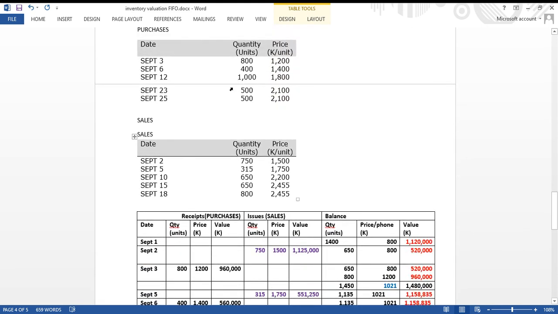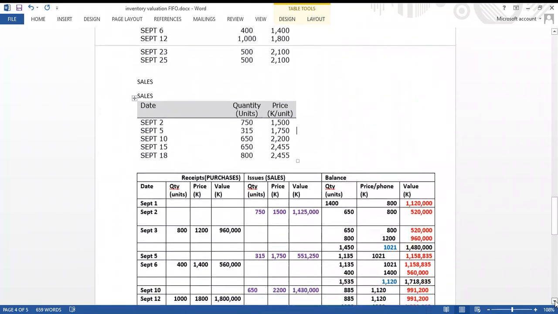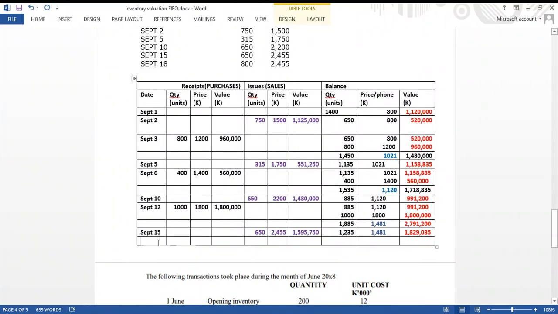All right. Next transaction, it was September 18th. We sold 800 units at 2,455. You get 1,964,000.